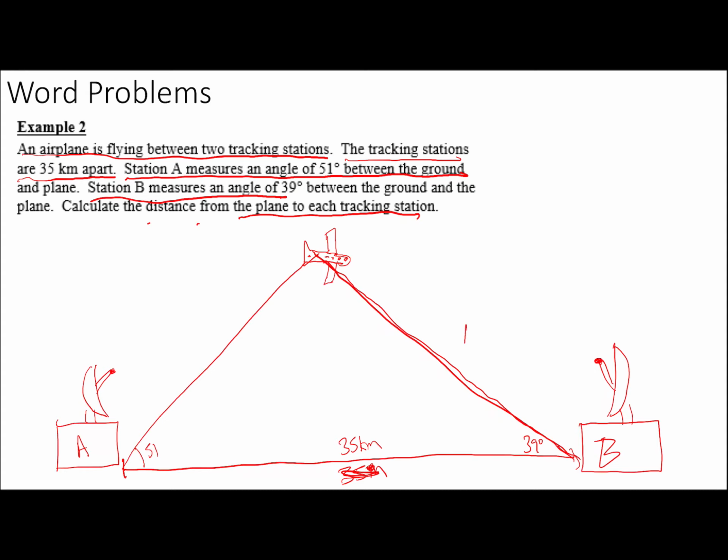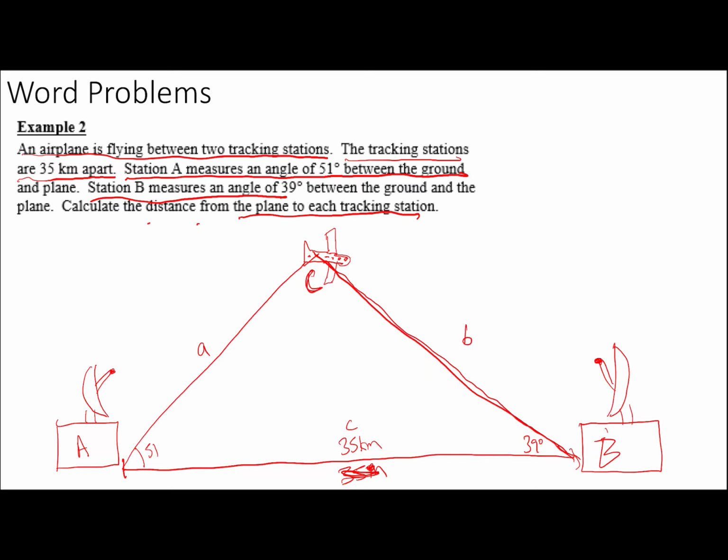Let's call this distance B, because that's between B and the plane. Let's call this distance A, because that's between A and the plane. And let's call this distance, we might as well call it C, and this is angle C. By the way, can we figure out angle C? Do we have any opposite sides?